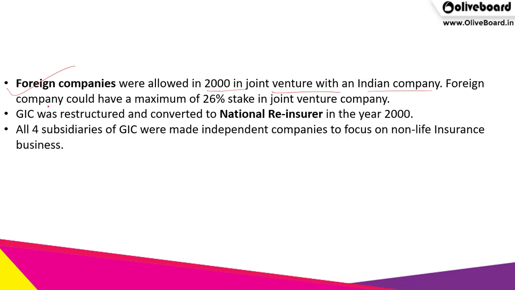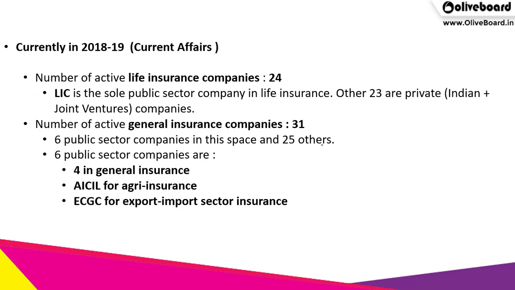So there are many foreign companies conducting business right now. 26% was the limit which a foreign company could have in the joint venture company. So the FDI limit in the insurance sector was 26% till recently. What is the new limit? We will discuss. GIC was restructured and converted to the national reinsurer in the year 2000. All 4 subsidiaries were made independent companies. They are conducting general insurance business.